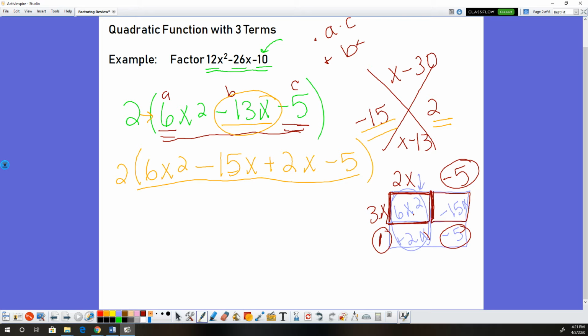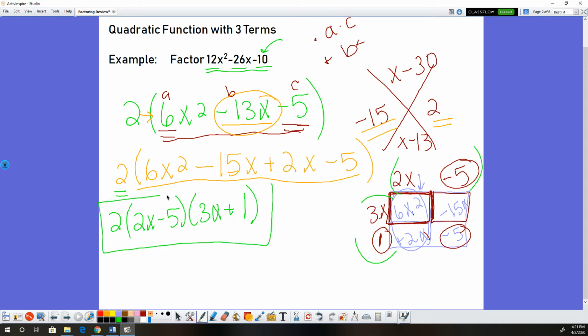So what I just did is I found my factors. This is one of my factors. This is another one. So I'm going to rewrite this. My 2 still stays here. After I pull out a GCF, nothing happens to it except don't drop it. And then I'm left with 2x minus 5 and 3x plus 1. This is my answer.